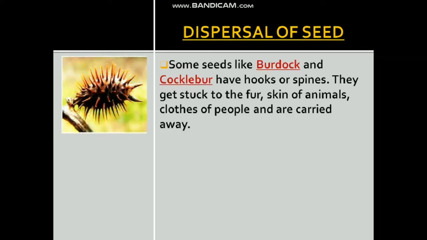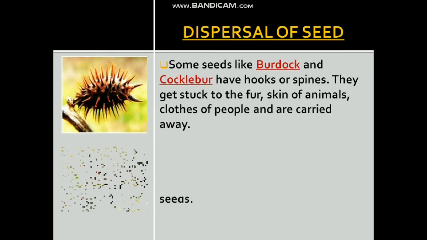Now some of the seeds are very conical, or they have hooks or spines, like given in the picture. Some seeds like burdock and cocklebur have hooks and spines. They get stuck to the fur, skin of animals, and clothes of people and are carried away. Whenever we pass through these plants, these seeds get stuck to the fur, skin of animals and even clothes of people and are carried away from one place to another. And if they get suitable conditions for growth, they will grow into new plants.